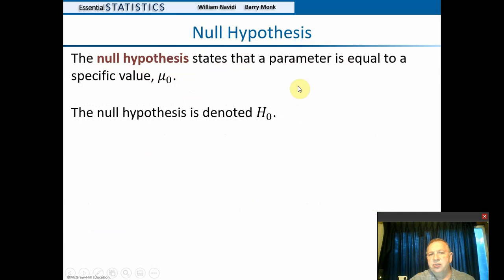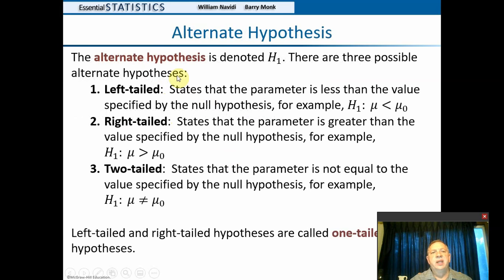And this is a very strong statement. So this one is the equality. The null hypothesis always assumes equality. That null hypothesis statement is H0. For the parameter mean, this would be mu0. The alternate hypothesis is denoted by H1. Two statements: H0, the null hypothesis, and H1, the alternate.